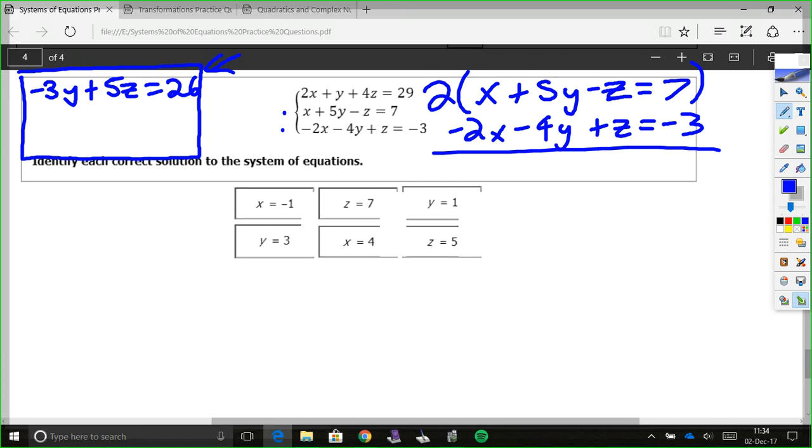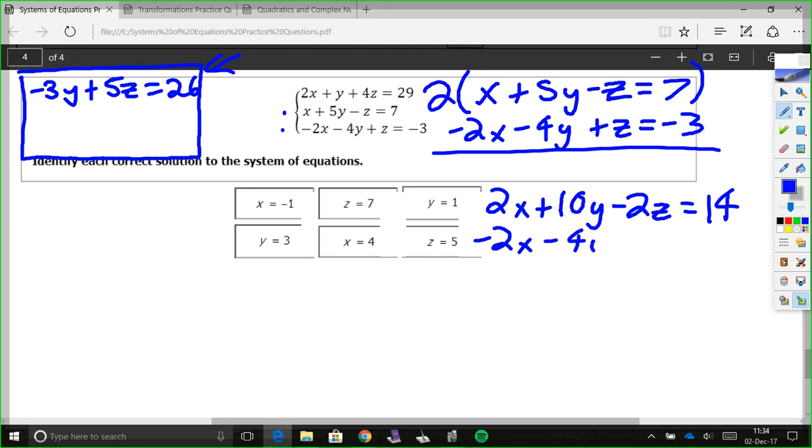That will be 2 times x is going to be 2x. 2 times 5y is going to be 10y. 2 times negative z will be negative 2z. And then 2 times 7 is 14. And then the second equation, I'm going to leave it the same because it already has negative 2x, which is going to cancel with my newly created positive 2x in the first equation.